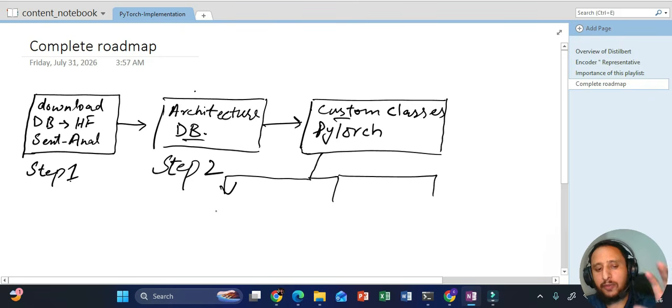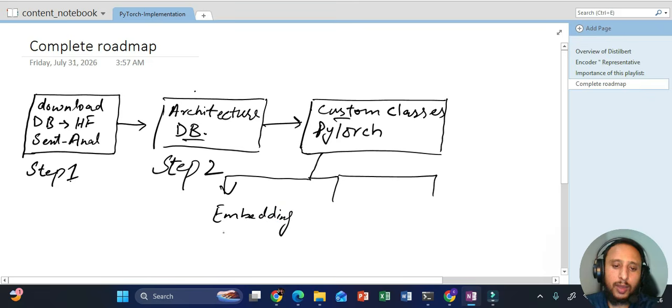There is a very important point to remember. We are going to use the same tokenizer from Hugging Face. We are not going to develop the tokenizer, that is not part of this playlist. We are going to use the same tokenizer from the previous model, and then we are going to start with the embedding layer. There are different steps in the embedding layer, and we are going to discuss them.